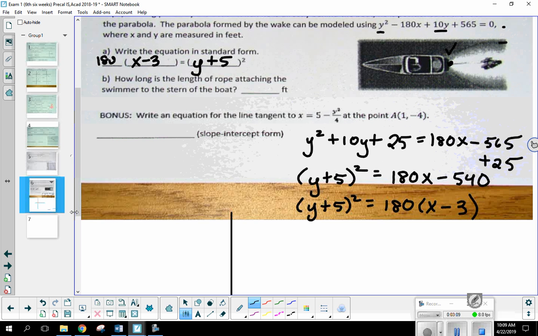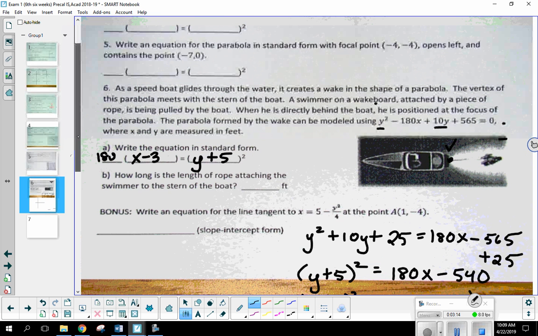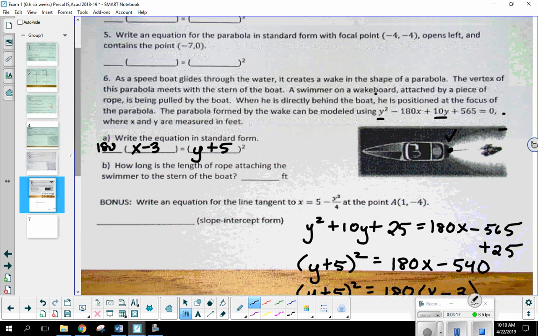Okay, and then it says, how long is the length of rope attaching the swimmer to the stern of the boat? Well, it does go ahead and say that when he's directly behind the boat, he is positioned at the focus. So if he's the focal point, all I need to do is take that 4p coefficient and divide by what? 4, okay, in order to find p. So 180 divided by 4 would give me 45 feet. Okay, so he's 45 feet behind the boat.